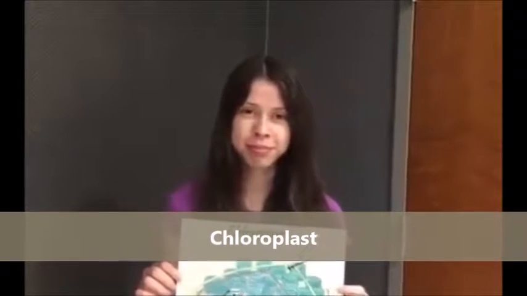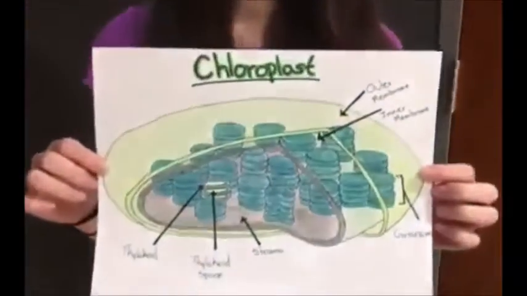Chloroplast has two membranes around a fluid stroma. It includes thylakoid sacs and grana. It receives sunlight, then goes through photosynthesis and produces ATP.